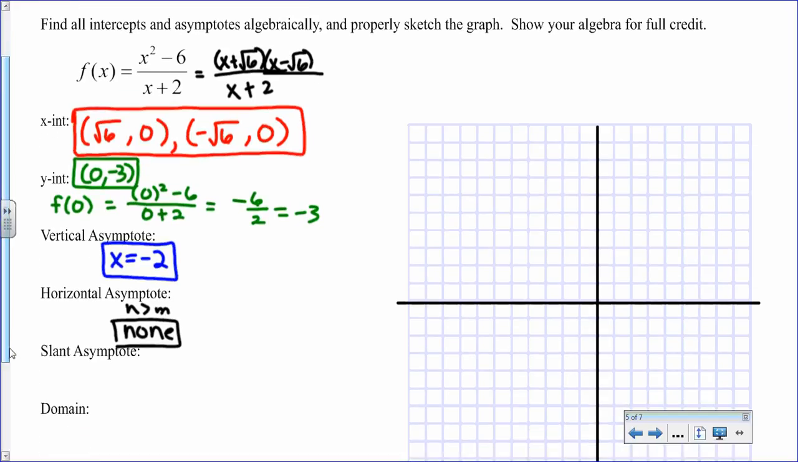Okay, so I got to do long division. I got to figure out the equation of that slant asymptote. So x plus 2 over x squared plus 0x minus 6.